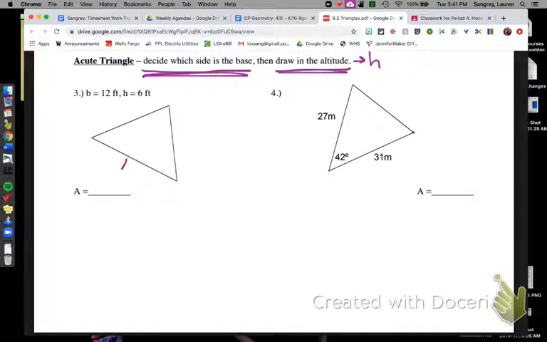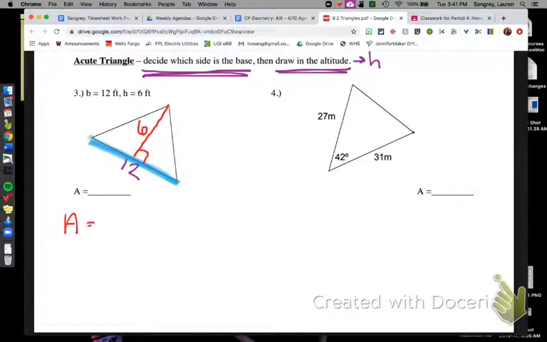So I'm going to say that the base is down here, and that's 12, which means we must draw the altitude so that it makes a right angle with the base. And we just decided that this is the base, which means our altitude needs to come from the vertex across from that base, and it needs to make a right angle with the base. So that's what this would look like. So that was a good example to practice identifying the base and then drawing the altitude so that it makes a right angle with the base.